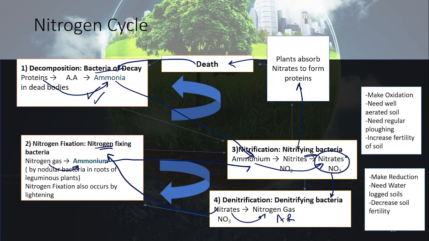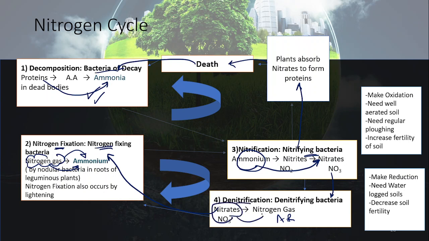So what I should understand is the name of each process and what exactly happens in it. For example, in the decay, the proteins are converted to ammonia. In the nitrogen fixation, the nitrogen gas in the air is converted into ammonium. In the nitrification, the ammonium is converted to nitrates. In the denitrification, the nitrates are converted back to nitrogen gas. So I have to know the name of the process and what happens in it.